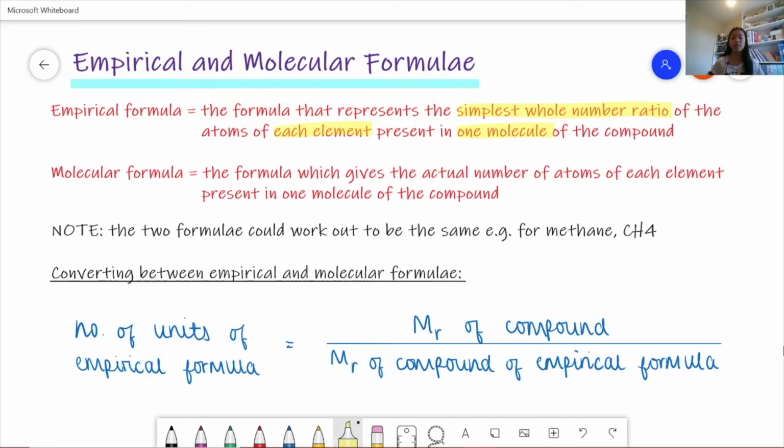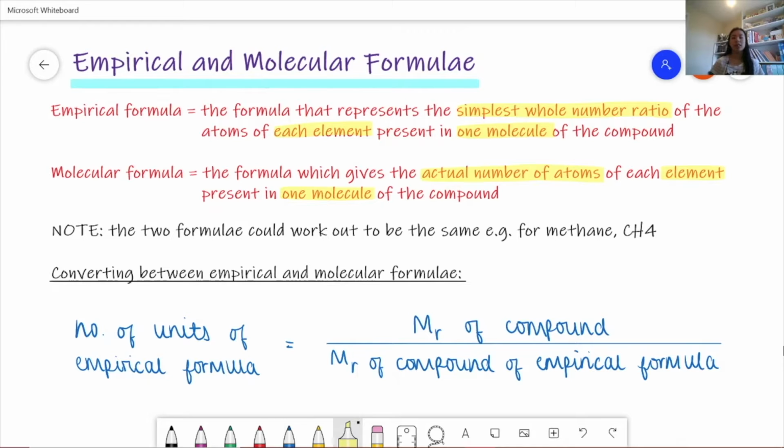However, the molecular formula is the formula which gives the actual number of atoms of each element present in one molecule of the compound. And one really important note is that these two formulae could actually work out to be the same. So for example, if we look at methane, which has the formula CH4, this is also the simplest whole number ratio, so its empirical and molecular formulae are actually both the same.